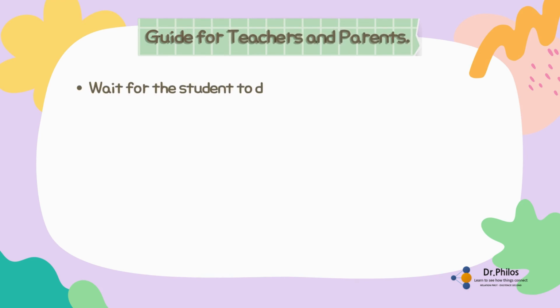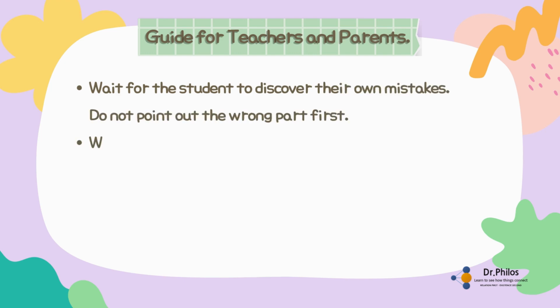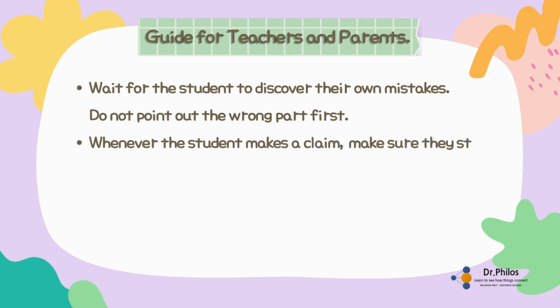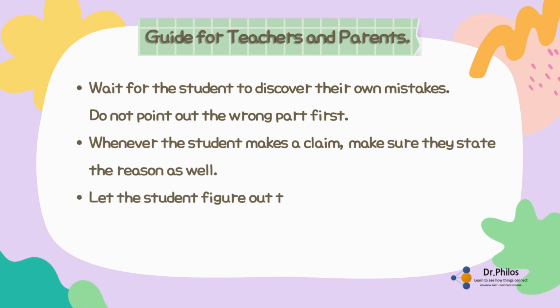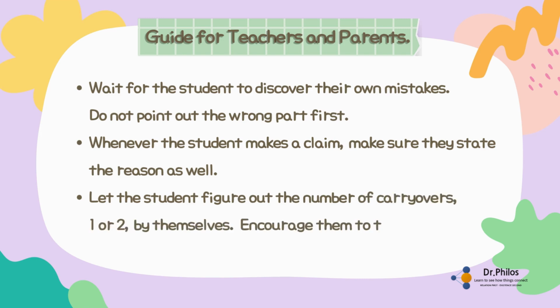Wait for the student to discover their own mistakes. Do not point out the wrong part first. Whenever the student makes a claim, make sure they state the reason as well. Let the student figure out the number of carryovers, 1 or 2, by themselves. Encourage them to try examples.